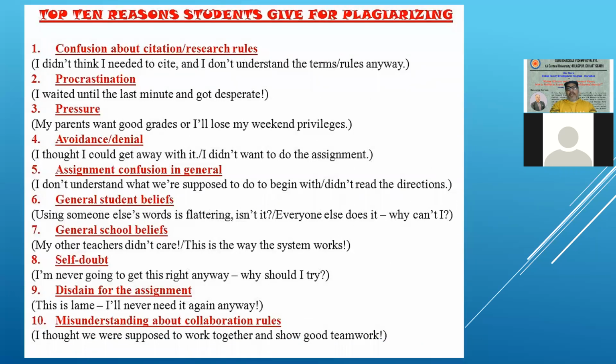These are other top reasons students and scholars give for plagiarism. Confusion about citations and research tools, because people are not aware. I didn't think I needed to cite. I don't understand the terms. Even in the universities, I consider that the university research divisions are also not propagating the message among the scholars and the faculties. So there is a lot of confusion about citations and citing research.